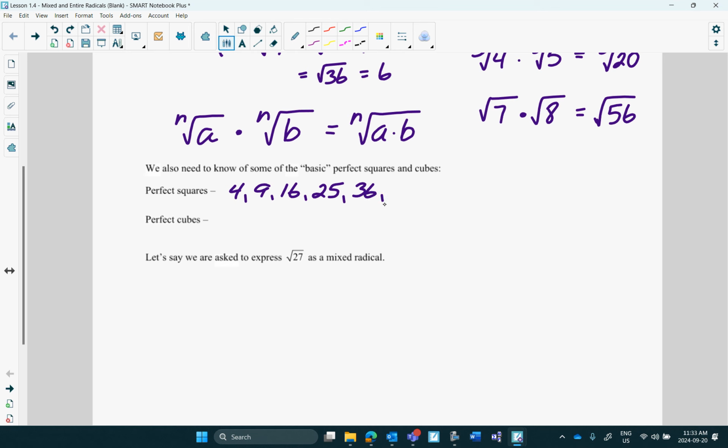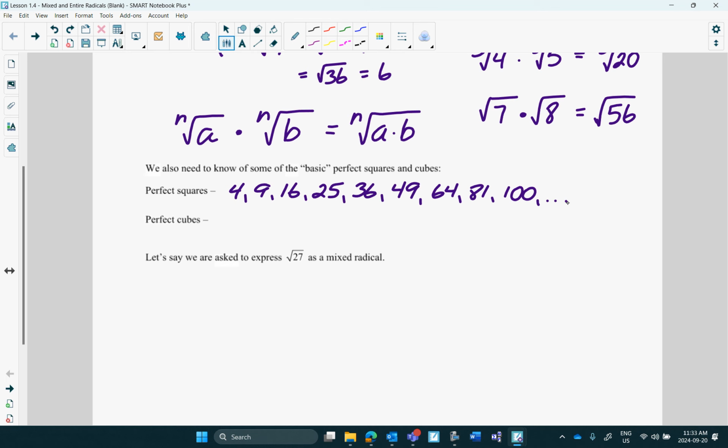We should really know up to 100. 49, 64, 81, 100. It does keep going. Really, the ones we're going to focus on are like the first 5 or 6.